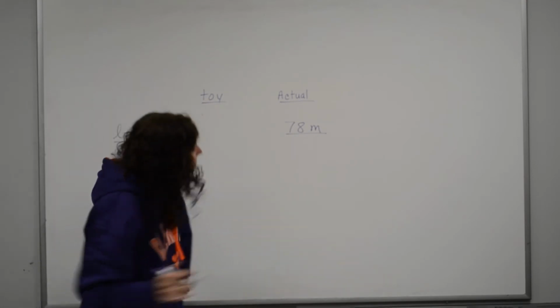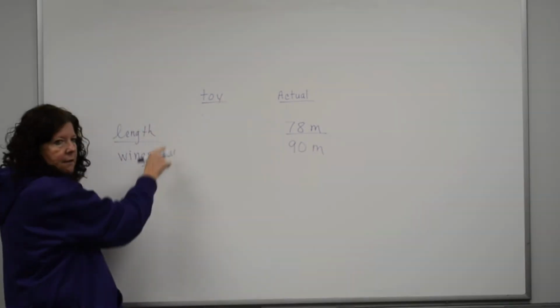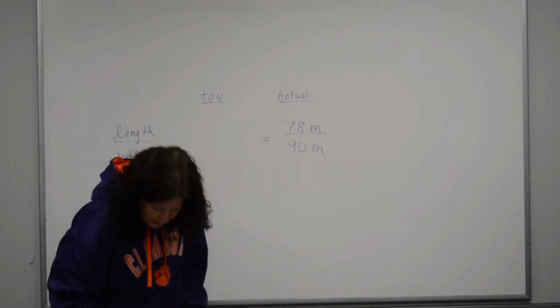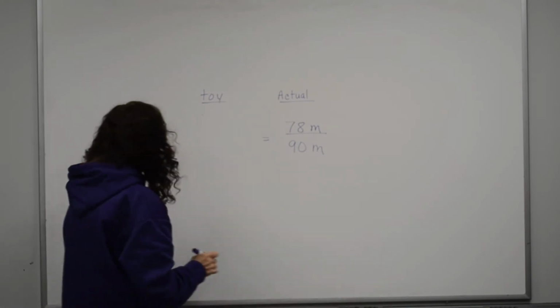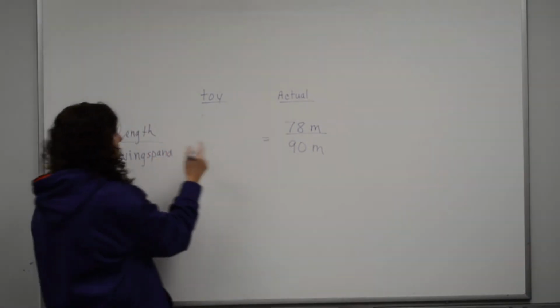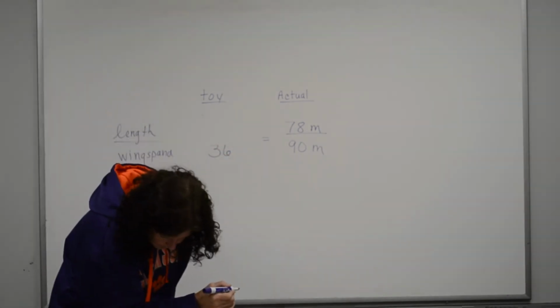A wingspan of 90 meters. Because I put the length over the wingspan. Then over here to the toy, it says the toy has a wingspan of 36. So where's that going to go? On the bottom, because I already put that. Was it centimeters? Yeah, centimeters.